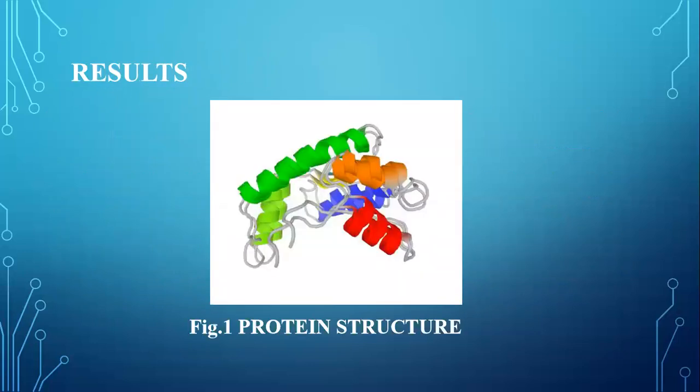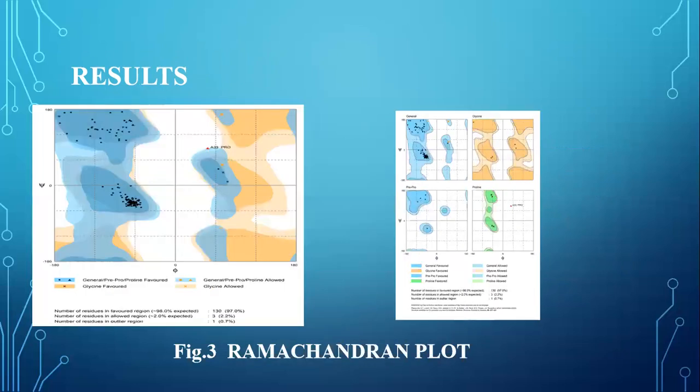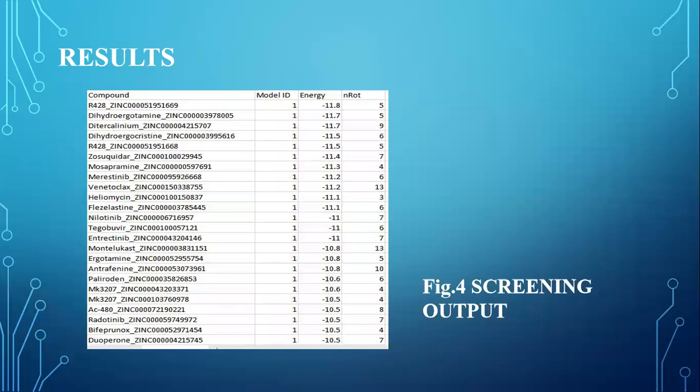This is the structure of UMP CMP kinase that I have modeled, and this is the validation by Ramachandran plot of the protein structure. We can see that 98% are in the favored region and 2% is in the allowed region. This is a plot where the black dots are the amino acid residues, and the darker blue region is the favored region. In the screening output, we have screened nearly 1500 compounds, and we obtained nearly 10 that were very good binding.